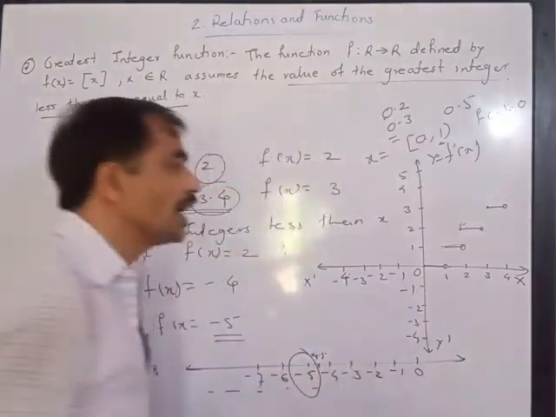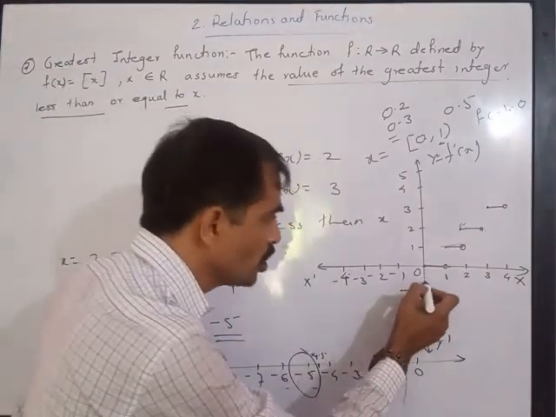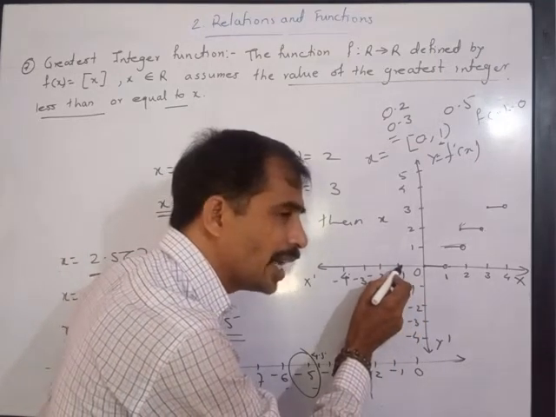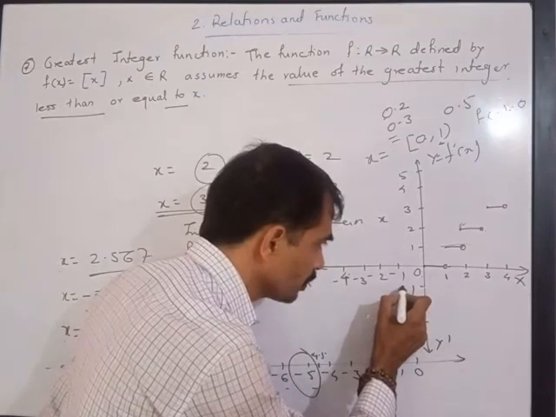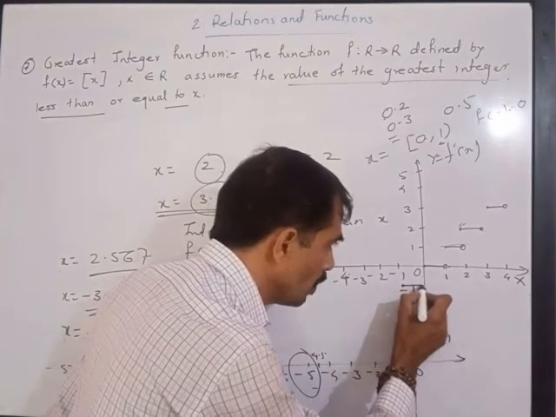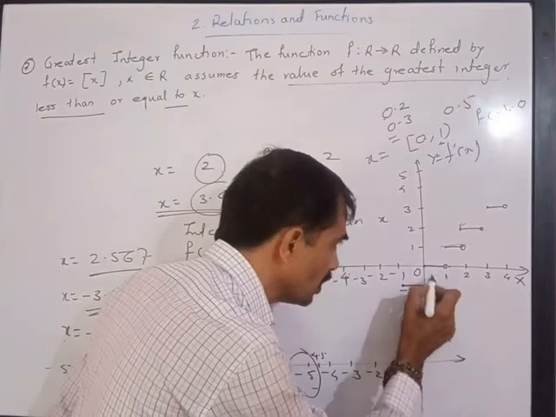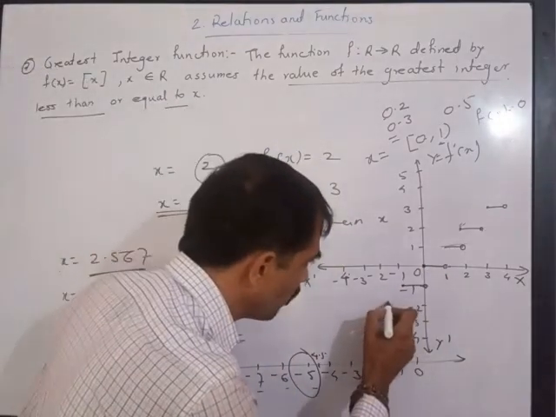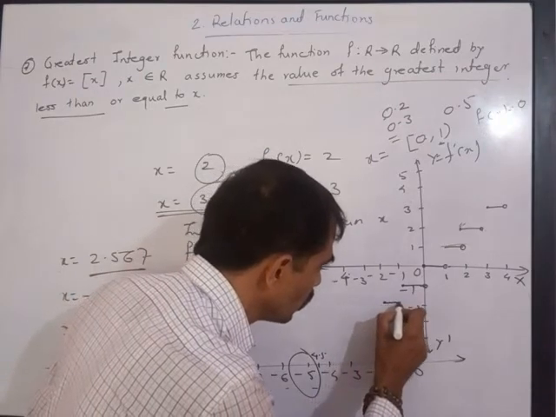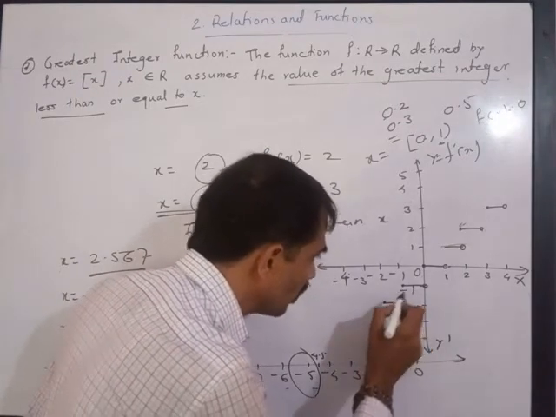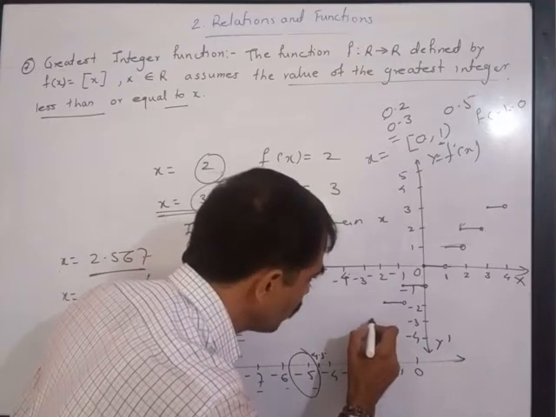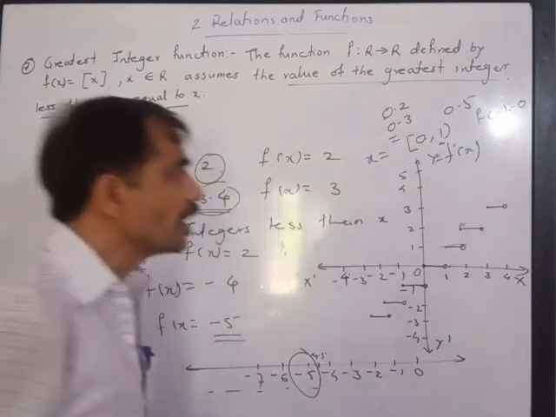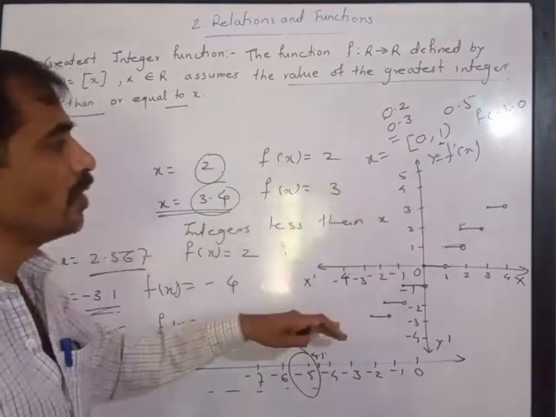Similarly, when we go for negative values, from 0 to negative 0.999999, we will get one value, but 0 will not be included. Please understand, 0 is included here. Then for this you will have negative 2, negative 1 is not included. For negative 3 to negative 2, negative 2 is not included. So if you try to plot the graph, you will get something like this.